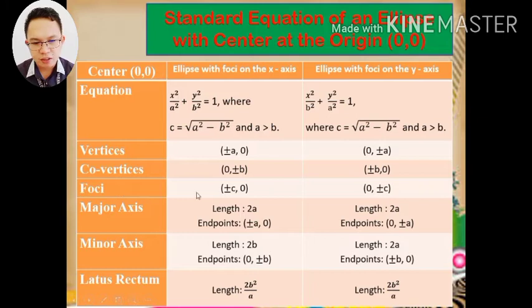Si foci, ipa-follow niya kasi nasa harap siya ng vertex. So kung nasaan yung position ni vertex, doon din si foci. Kung nasaan si foci, nandun din si vertex. So positive, negative c, 0, and 0, positive, negative c. Major axis, we will focus only on the length of the major axis. We will have 2a. The same with this one is a vertical ellipse. Minor axis 2b. This is also 2b, not 2a. Okay, latus rectum, we have 2b squared over a and 2b squared over a.